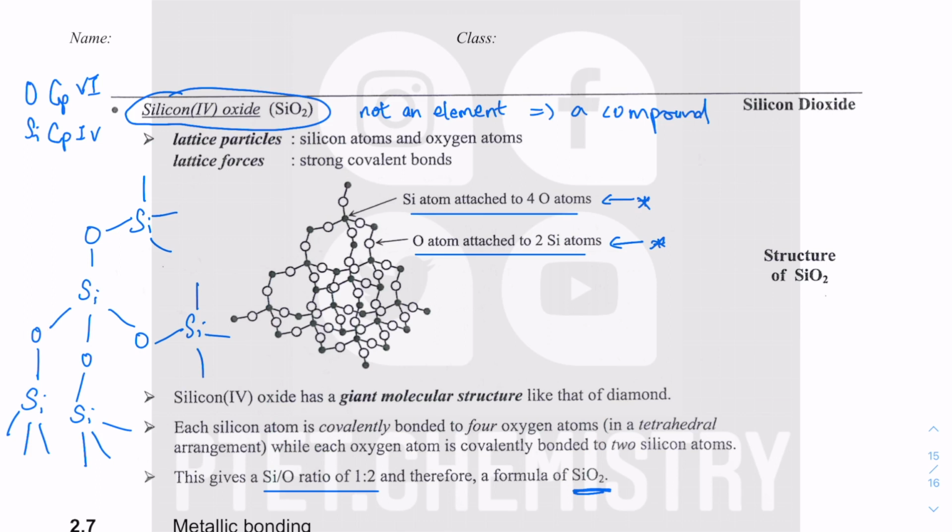Each silicon is bonded to 4 oxygen: 1, 2, 3, 4. The silicon is in group 4. It forms 4 single covalent bonds. Each oxygen is bonded to 2 silicon. Oxygen is in group 6. It forms 2 covalent bonds to achieve the noble gas configuration of neon, which is the closest to it, right?